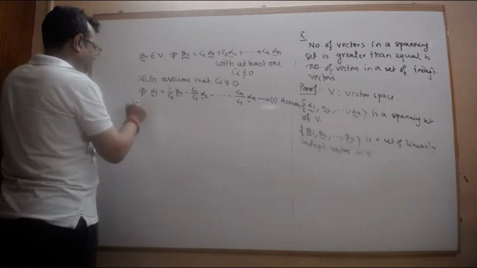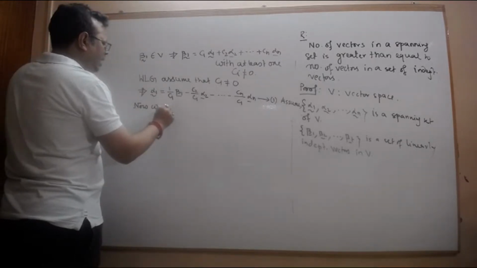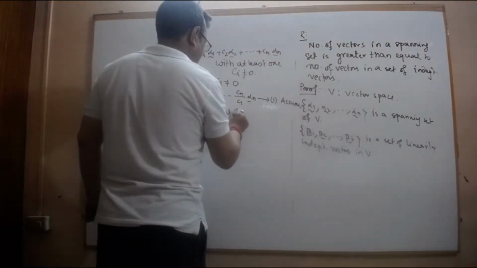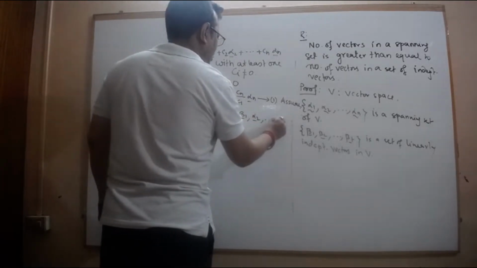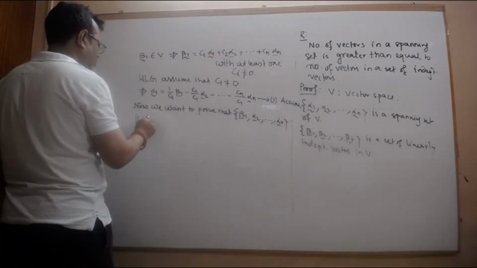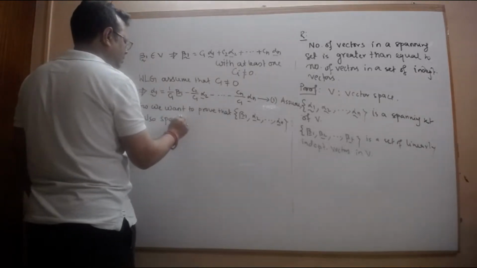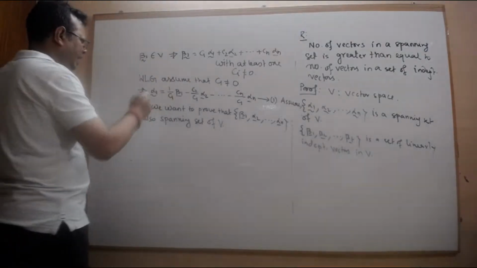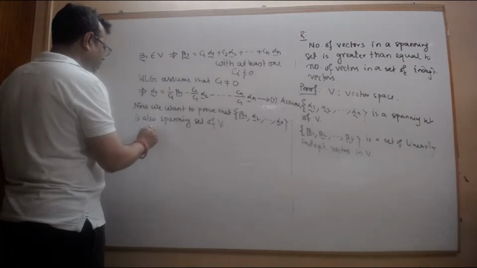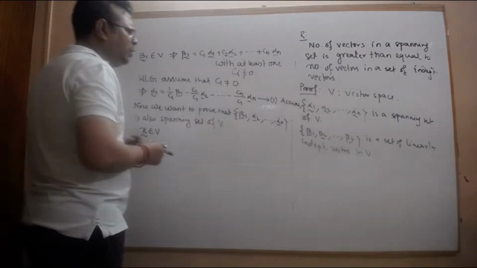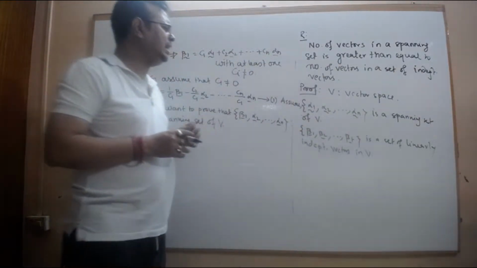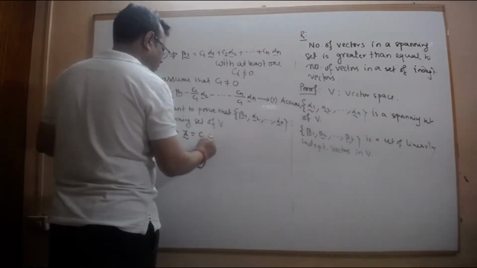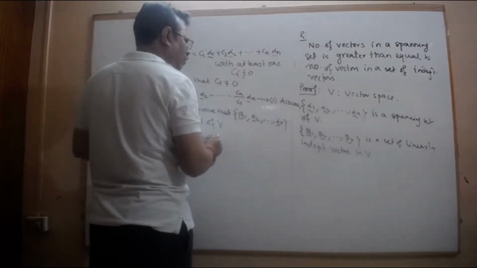Now we want to prove that beta 1 curl, alpha 2 curl, up to alpha n curl is also a spanning set or generating set of V. For proving this, we take any vector, say x curl, belonging to V. Since x curl belongs to V and alpha 1 curl to alpha n curl is a spanning set of V, x curl can be written as a linear combination of alpha 1 curl to alpha n curl.